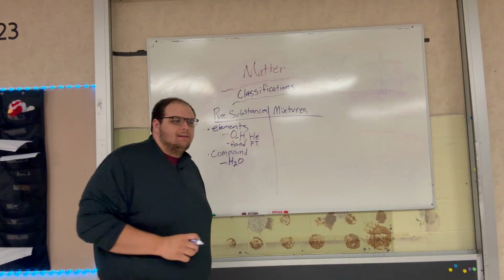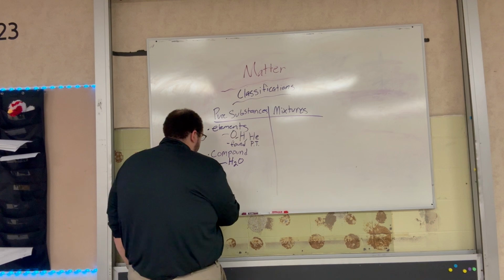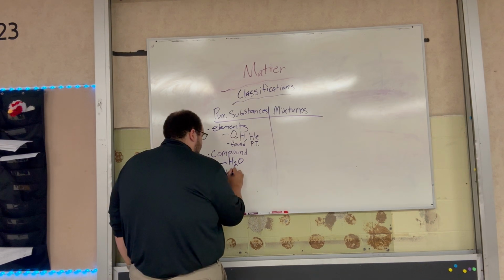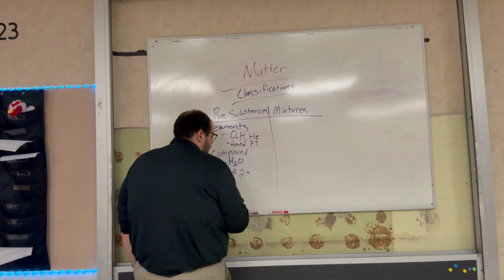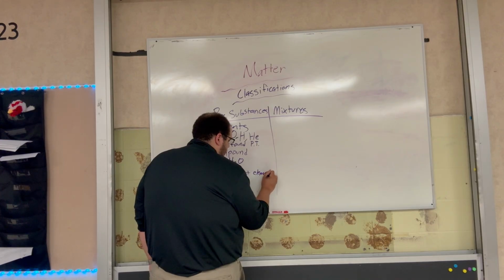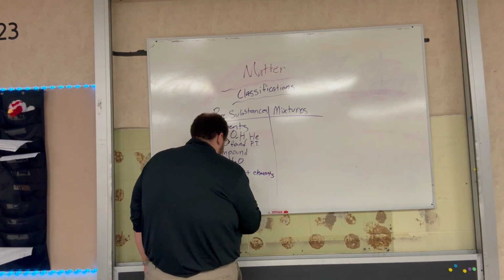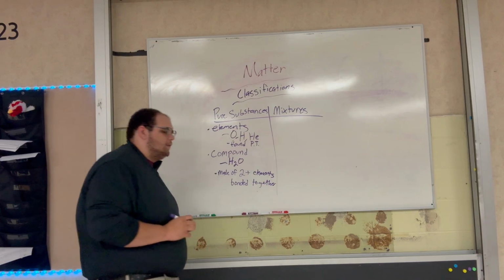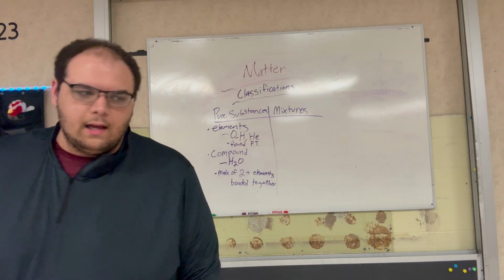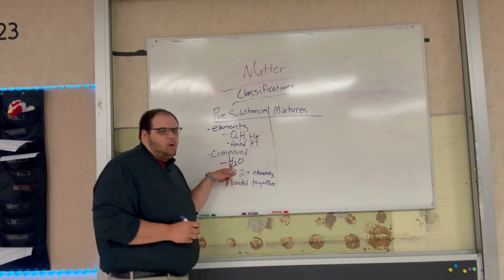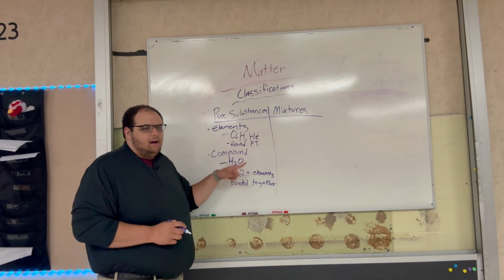A compound, and write this definition, is made of 2 or more, so 2 plus elements, and they've been bonded together. Made of 2 or more elements bonded together. What 2 elements make up water? Hydrogen and oxygen.